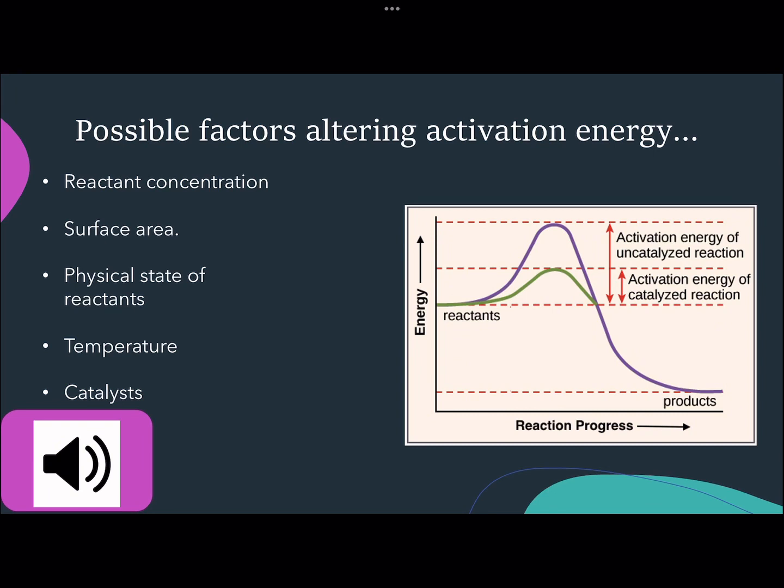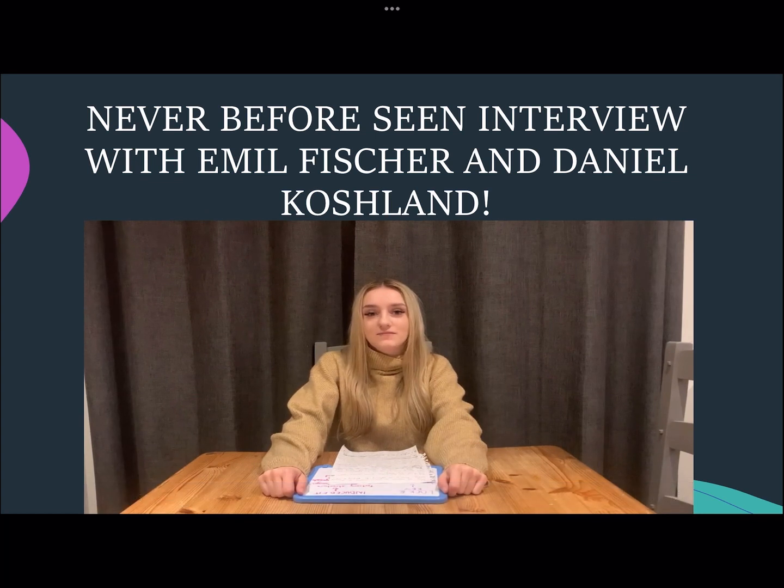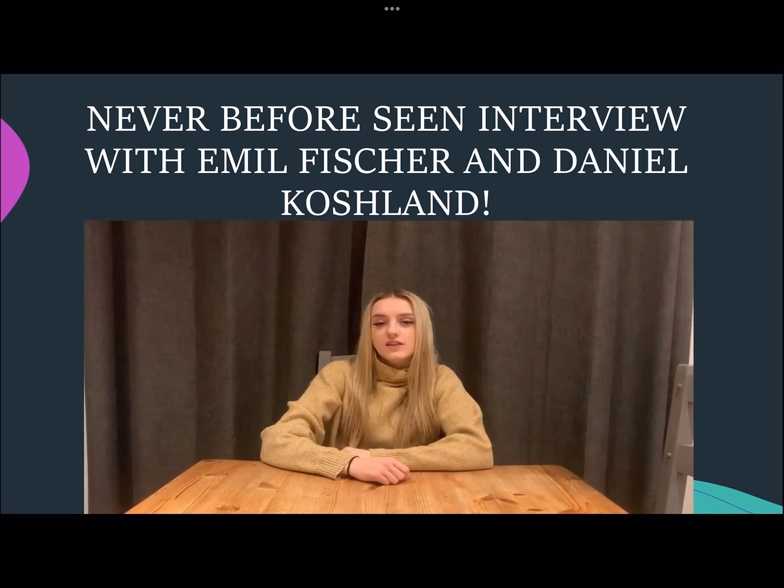These are reactant concentration, surface area, physical state of reactants, temperature, and, as previously mentioned, a catalyst. Today I will interview two famous scientists on their famous theories for explaining the specificity of enzyme action. First we have Emil Fischer, German chemist, famous for his lock and key theory.